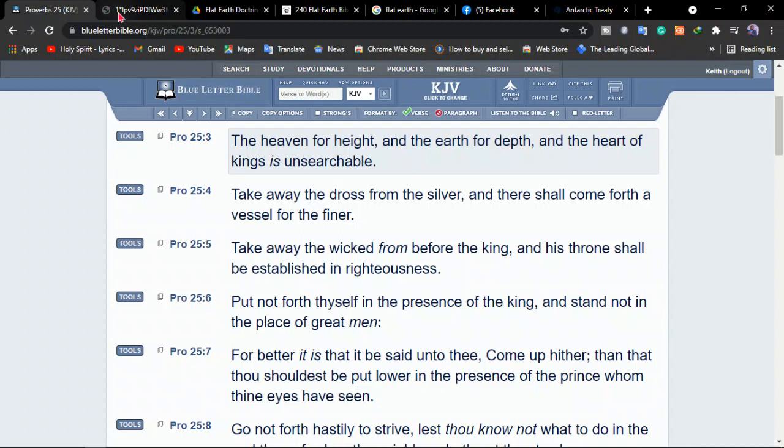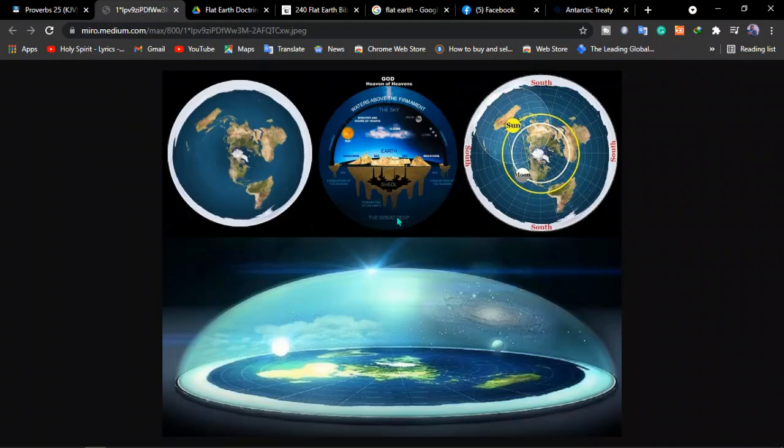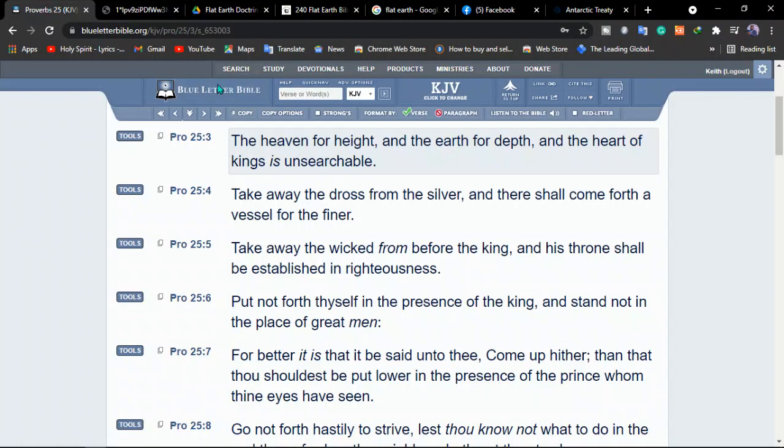Remember, the earth has a very deep depth. Who went to the great deep to calculate? Who went down inside these waters, down to the pillars of the earth, to calculate? Who went there and measured? And the heart of kings is unsearchable. The Bible says you can't search the heart of kings. You can't.